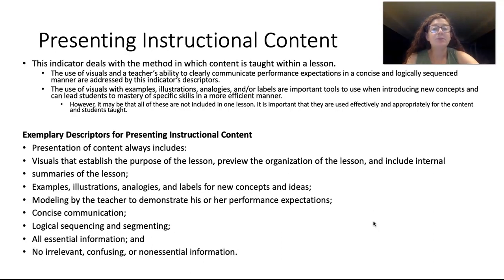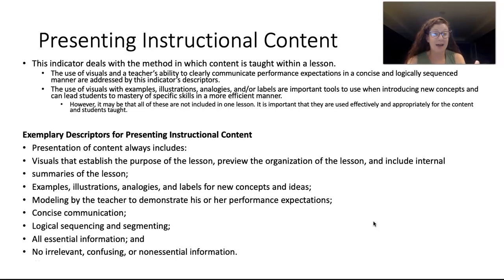The next one is presenting instructional content. Now, this is going to be very interesting because a lot of times you don't hear this. But for you to earn a 4 or 5, there needs to be a lot of visuals in your presentation. You also need to clearly communicate performance expectations in a concise and logically sequenced manner. So the presentation of content always includes visuals that establish the purpose of the lesson, preview organization of the lesson, and include internal summaries of the lesson.